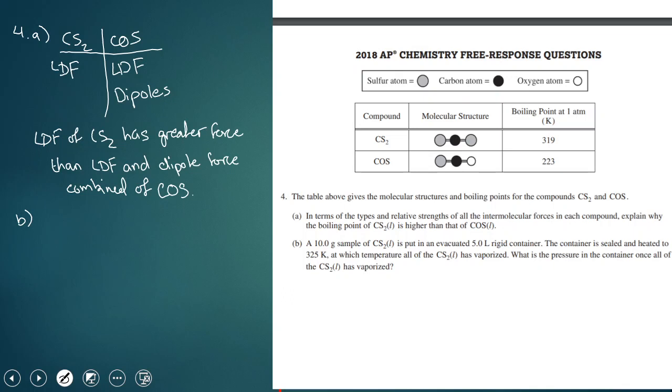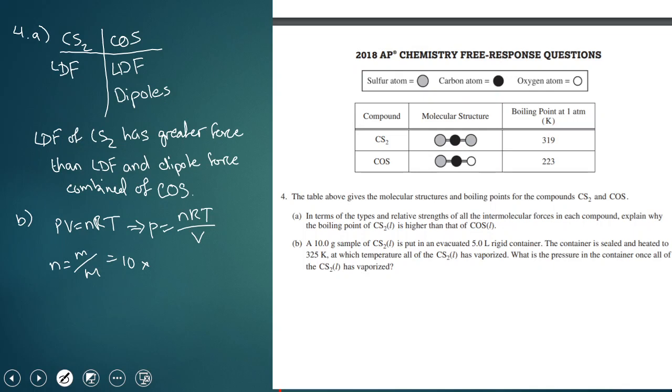Our best friend with gases is the ideal gas law. So PV is equal to nRT. Okay. We're solving for pressure, and so we know that pressure is equal to nRT over V. We're given our V, we're given our T, we know our R, we just have to calculate n. Well, we know that n is equal to mass over molar mass, which is equal to 10 grams divided by, we just have to calculate the molar mass of CS2.